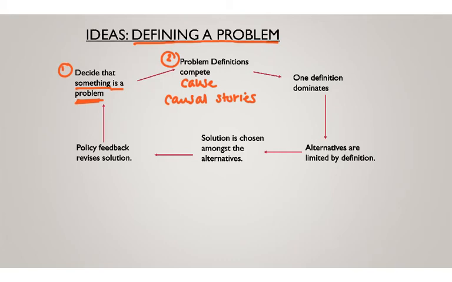So going back to our opioid overdose crisis story, at some point it was decided that the number of overdoses that were occurring were a problem. Then there were congressional hearings where people came and testified. There were expert opinions written, all trying to convince Congress as to what the cause of the opioid crisis was.